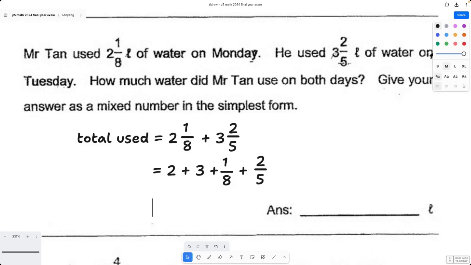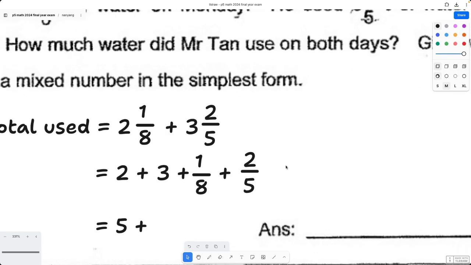From here, 2 plus 3 is 5, and then you have plus 1/8 and 2/5. Can we make this into simplest form? No, you have to make the denominators the same. So what we can do is multiply by each other's denominators. So this will be times 8, and this will be times 5 as well.